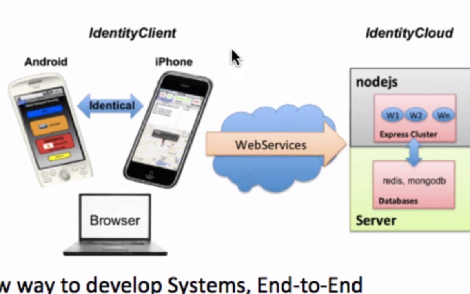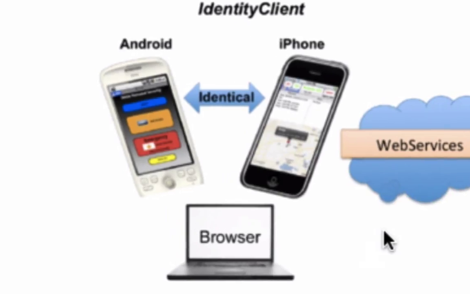And today we're going to focus on Identity Client and how to support smartphone apps, be they Android or iPhone, smartphone browser and desktop browser with one single set of source code, and maintain it remotely through something called a code server. So let's go look at the architecture for Identity Client.